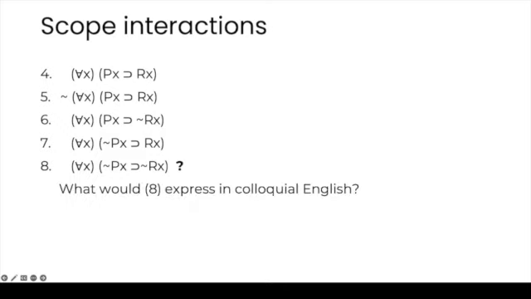And what about this one? What would 8 express in everyday English? So how would you express 8 in a way that sounds more or less natural? Well, I'll leave you to find out.